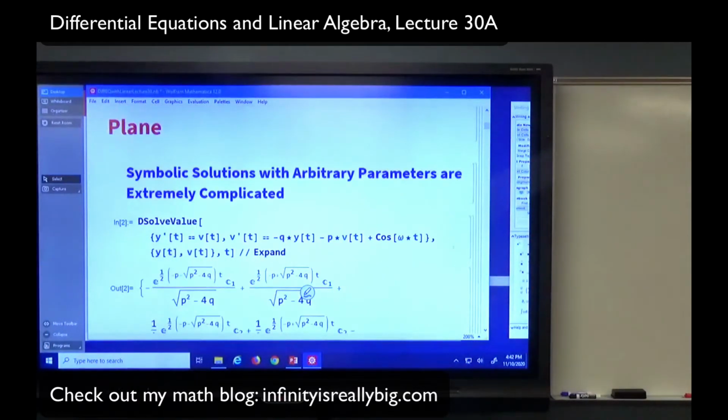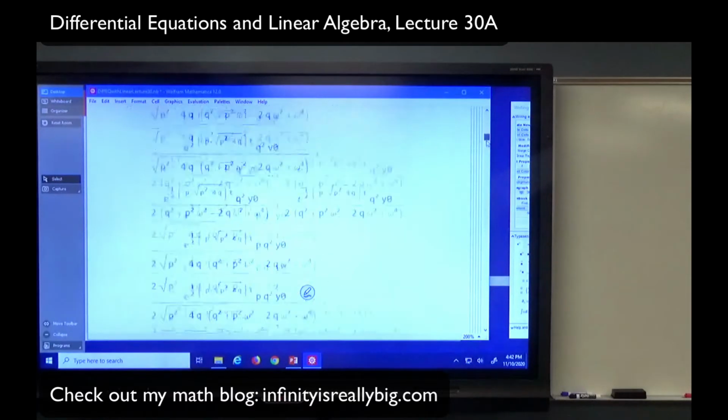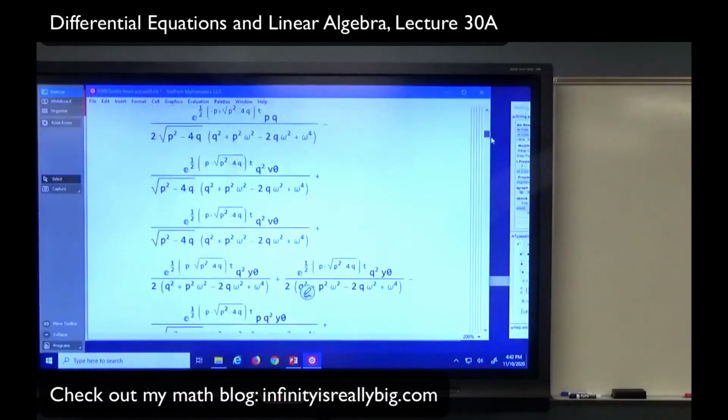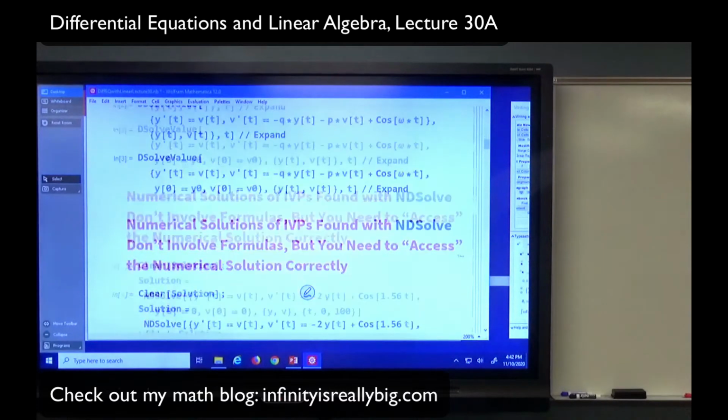Can it be simplified? Possibly, but let's not worry about it. What if I add in arbitrary initial conditions, y of 0 equals y sub 0, and v of 0 equals v sub 0? It's still pretty complicated. It still can be done, but it's still pretty complicated. So the point is, we would like to avoid those things.